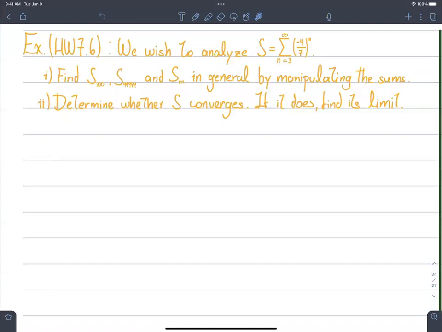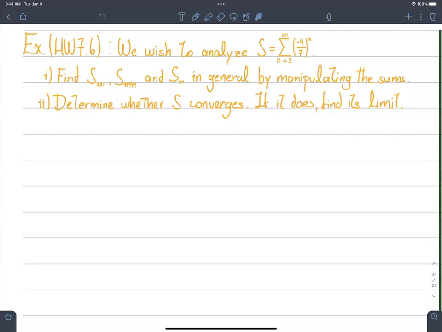Hello everyone. In this video, I'd like to solve this example from the homework. In this case, we have a geometric series. Geometric series are infinite sums whose general term is a geometric sequence. And why do we know this is geometric? Well, it's a constant to the n, so it's a geometric series.